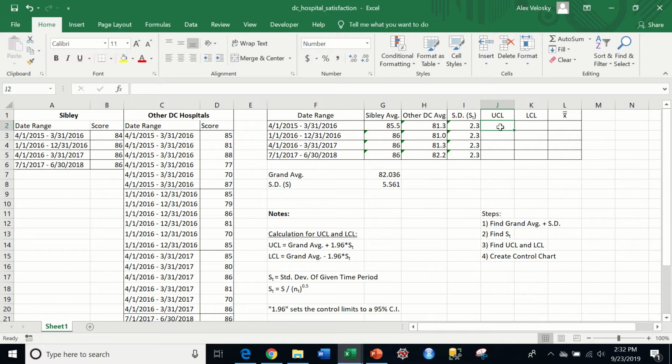So for the calculation of the upper control limit, we're going to put equals our grand average plus 1.96 times the standard deviation of that time period, and that is our upper control limit for that time period. But since we'll have the same standard deviations for each time period, it will be 86.5 for each upper control limit for each time period. So I mean, if you want to drag and drop, but once again you have to move these cells so you can get the correct control limit.